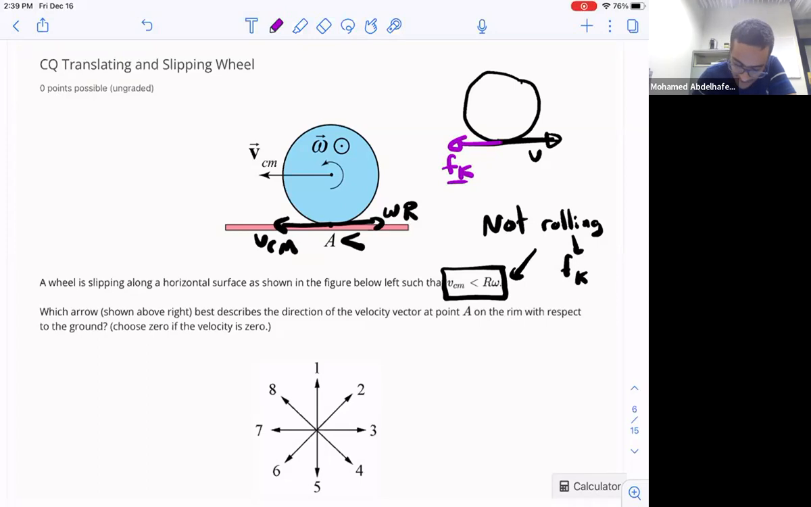So the answer, I think, is 7. If I make any mistake, by the way, while doing anything, please let me know. So that's how you find the direction of kinetic friction from the general kind of motion, not rolling without slipping.